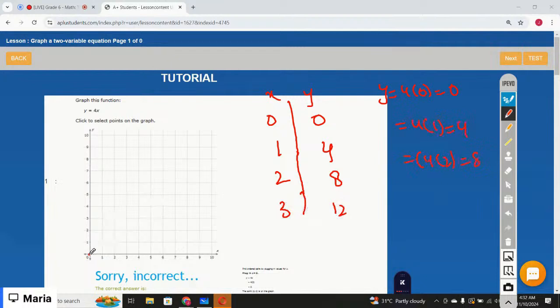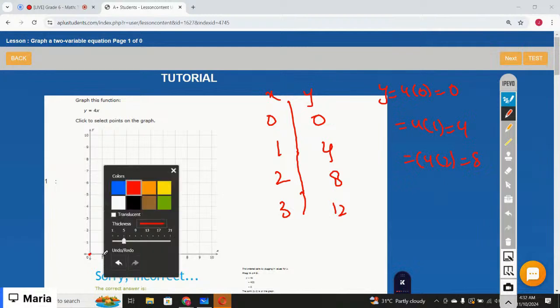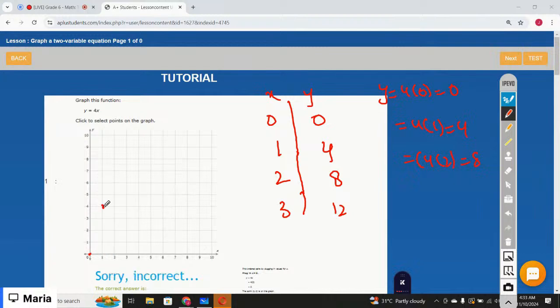Now plot these values on the graph. 0, 0. Here you have the origin. When x is 1, y is 4. When x is 2, y is 8. So you need to join these points and make a graph.